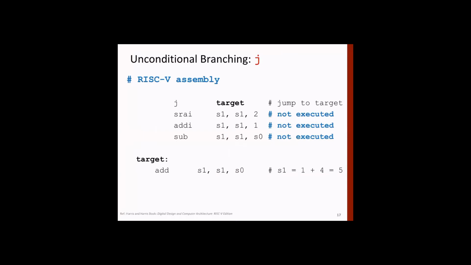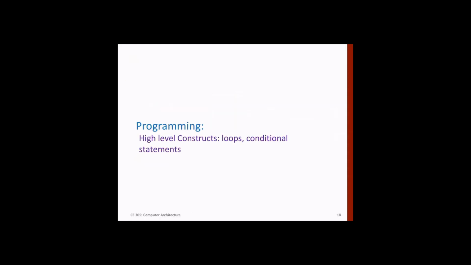And then of course we have the unconditional jump. Jump to target. As soon as this instruction is executed, the next instruction to be executed will not be something in the sequence. It will not be this, but something that is at target, where target is a label. So once we execute jump to target, the next instruction will be this one, which is add S1 and S0, bring it to S1, which is 1 plus 4 is equal to 5. Simple. We have already discussed this earlier. Any question up to this point?